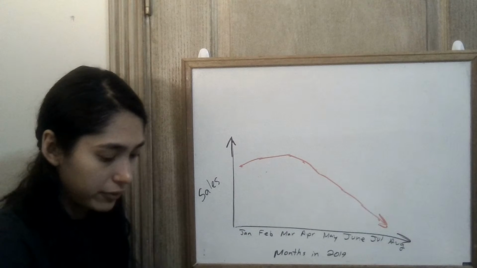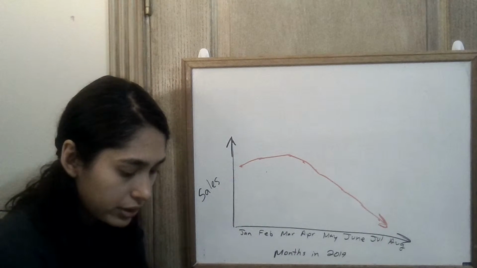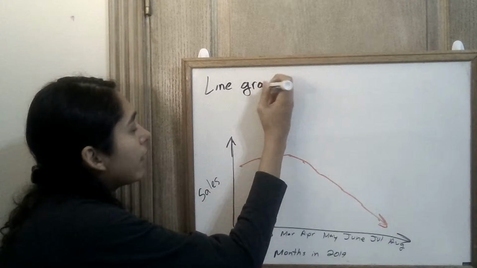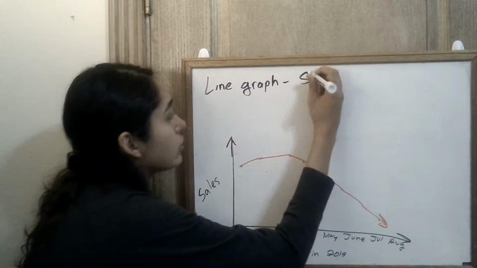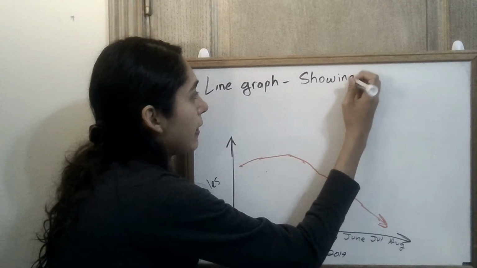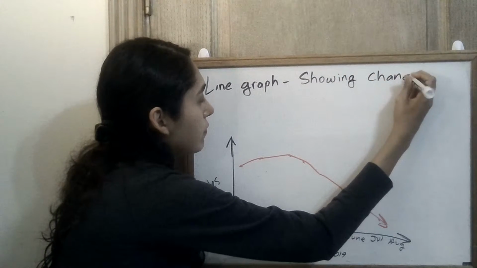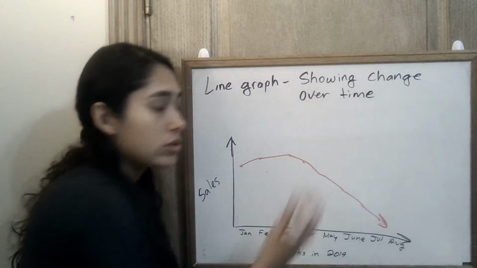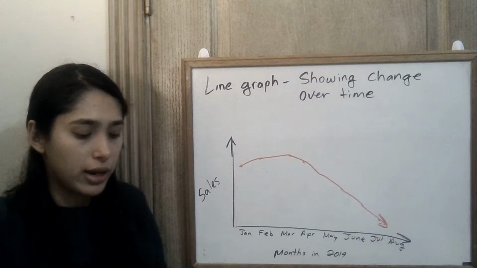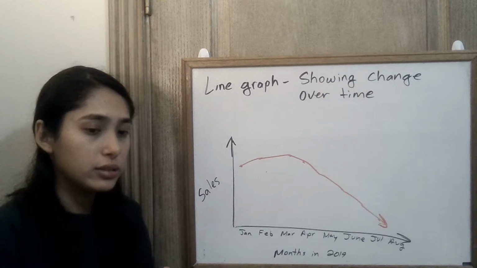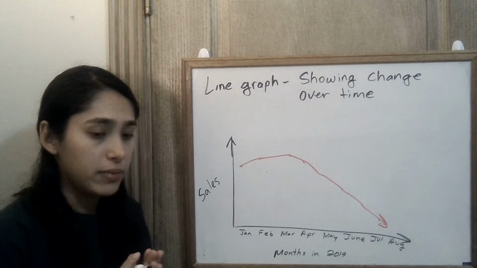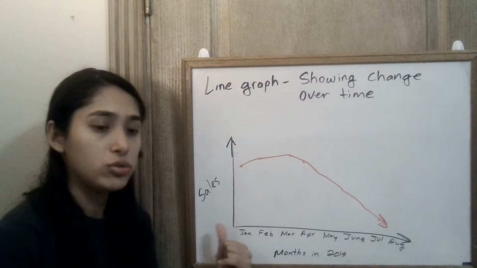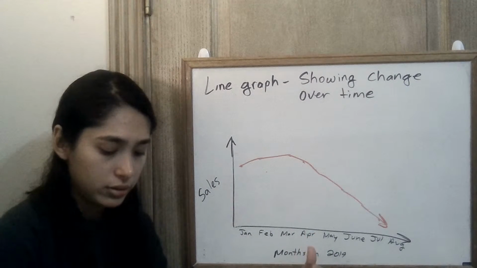So let me give you the formal definition of a line graph. So here, a line graph is used for showing change over time. With double bar graphs, I was comparing two different things of the same film. Here, I'm just talking about one thing, sales, but I'm seeing the trend over time.